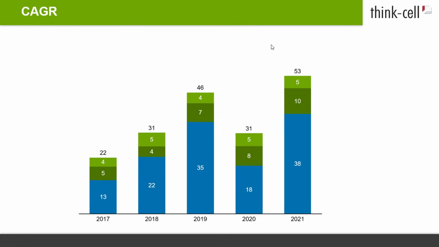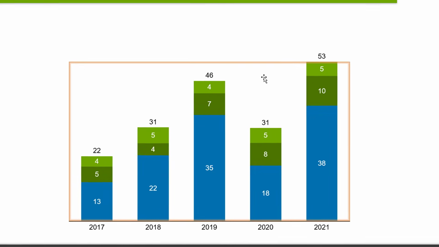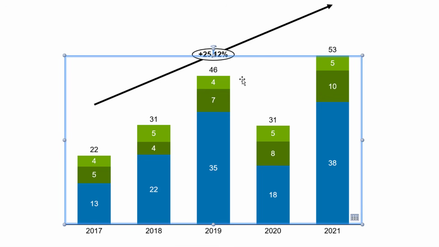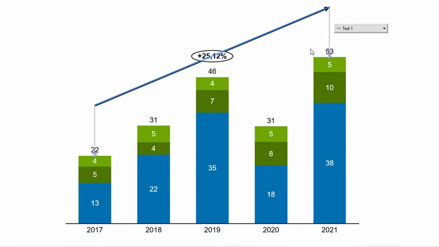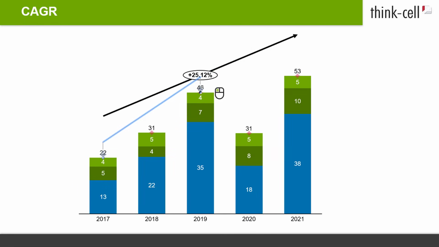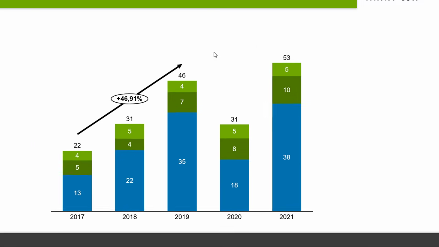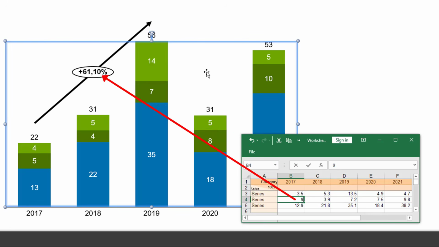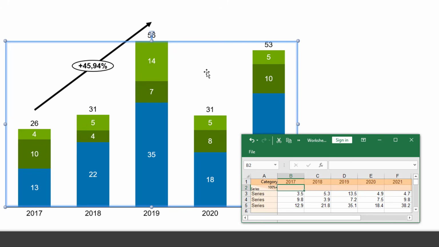ThinkCell also allows you to add a CAGR arrow to your chart to visualize a compound annual growth rate. To insert a CAGR arrow, right-click into the chart and select Add Compound Growth Arrow from the context menu. If you want to change the default start and end categories, select the CAGR arrow with your mouse and drag the handles to the respective category. The CAGR is automatically calculated and updated whenever your data changes. This is also true when you change the values of the categories.